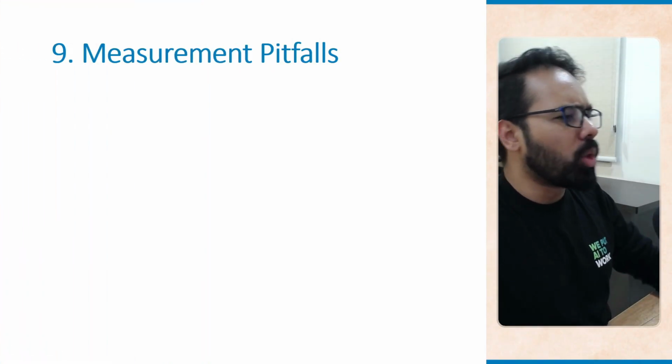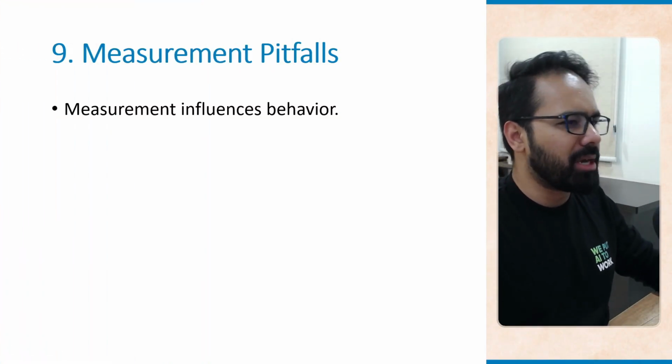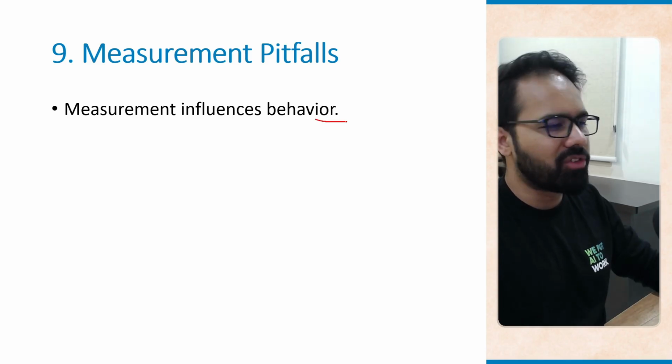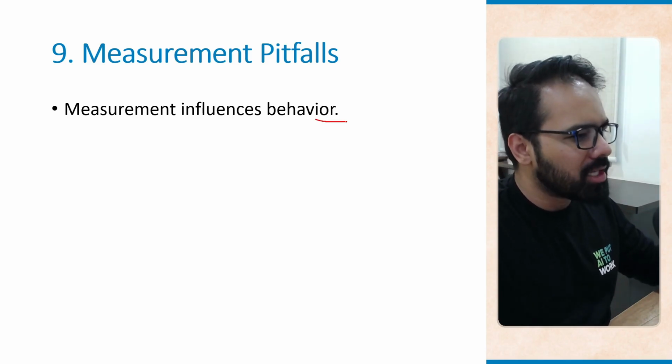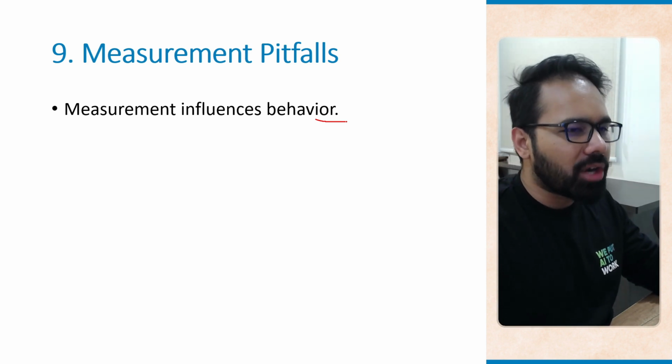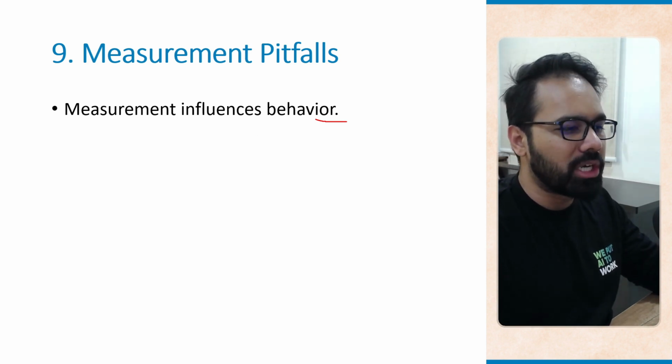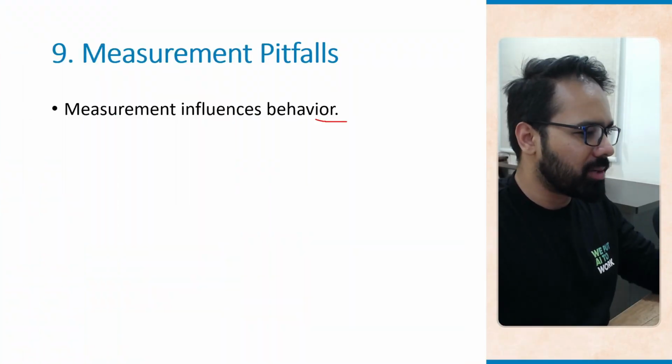Okay, let's talk about some pitfalls of measurement. Measurement influences behavior for sure. For example, if we only measure speed, then developers might rush and ignore quality. So it is important that you focus on quality as well, not just speed. It's not just about how much time we took to roll out a feature. It's also about how useful that feature was. It's also about how many bugs or defects that feature had when we launched it, right?